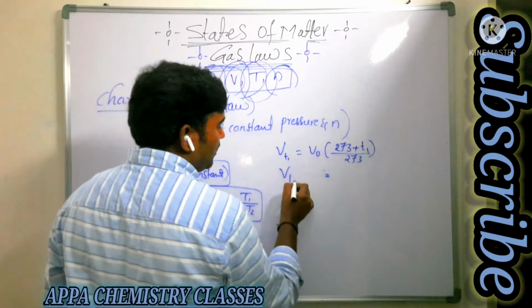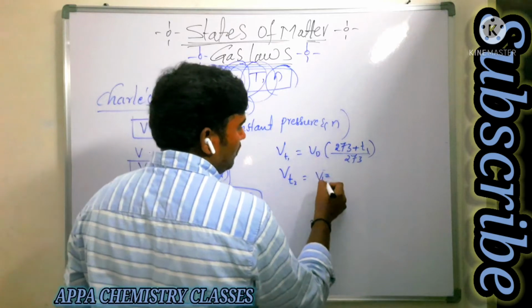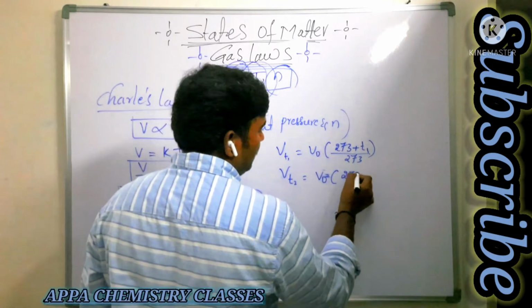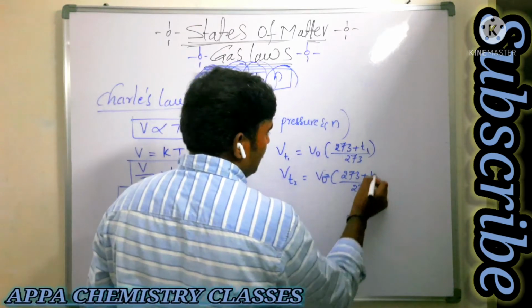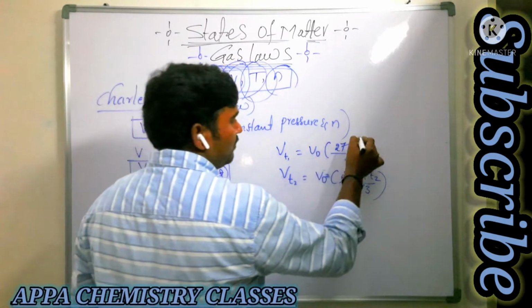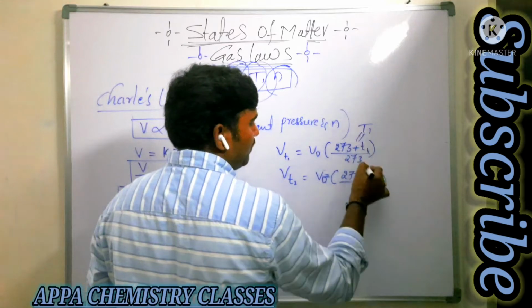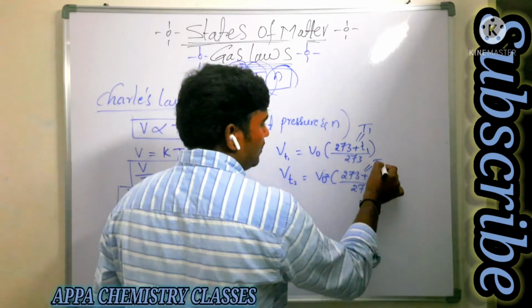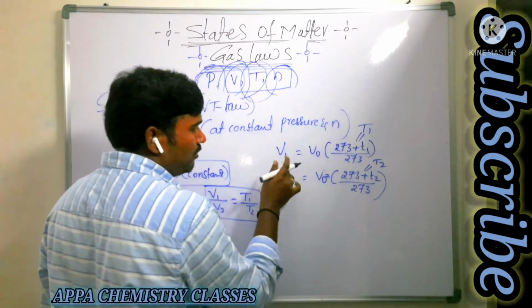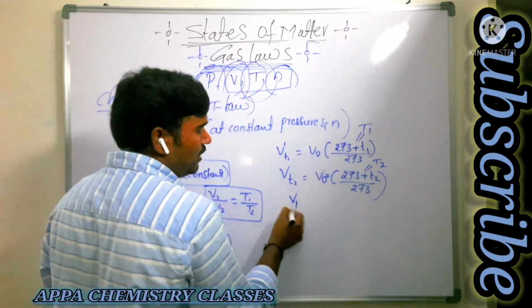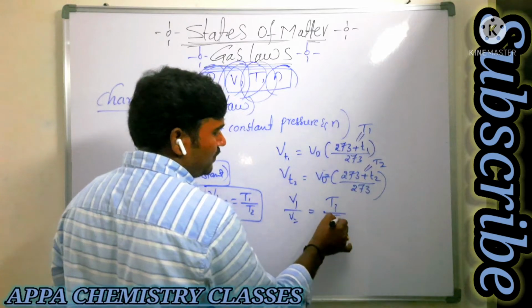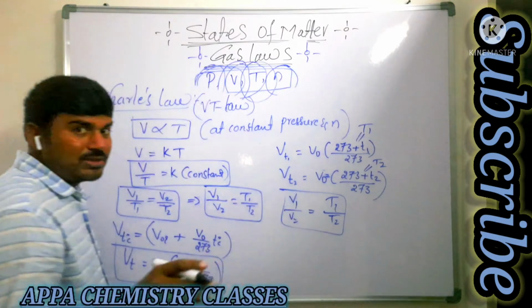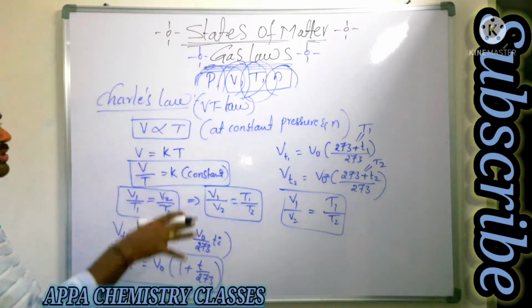Similarly, T2 is equal to V0 into (273 plus t2) by 273. If you take these two ratios, 273 plus t1 is nothing but capital T1, and 273 plus t2 is nothing but capital T2. So V1 by V2 is equal to T1 by T2 if you take both the ratios. Is that clear? So that is what we call Charles' law.